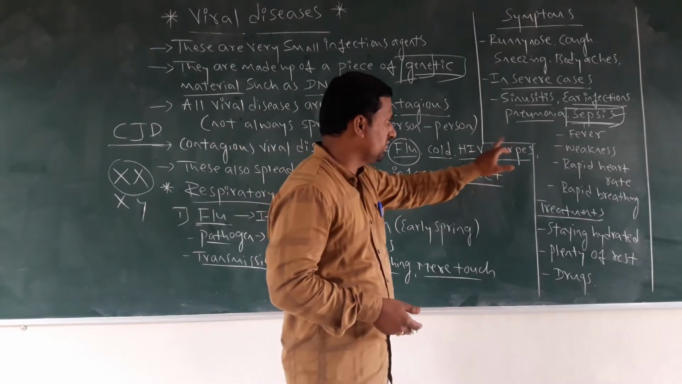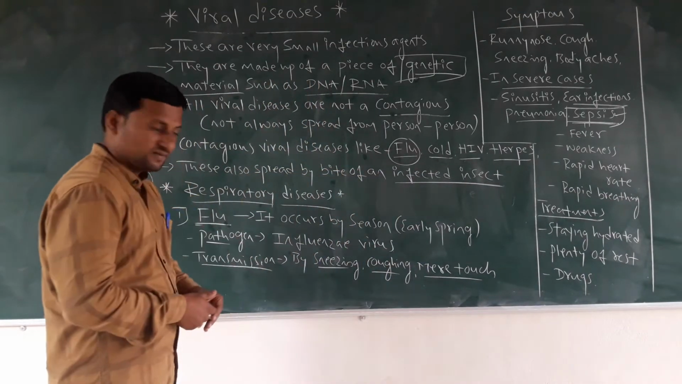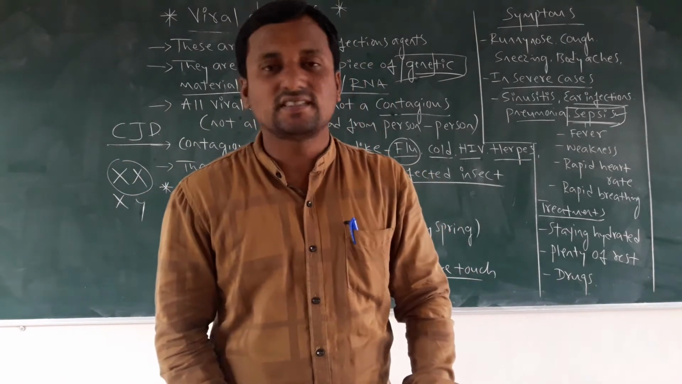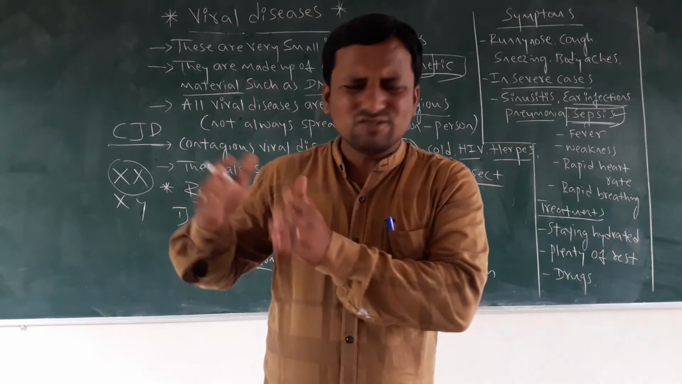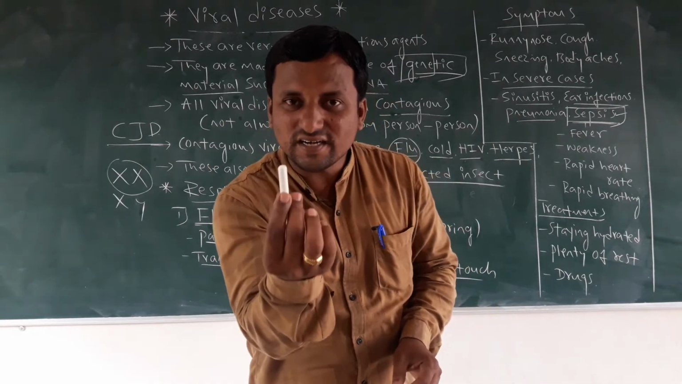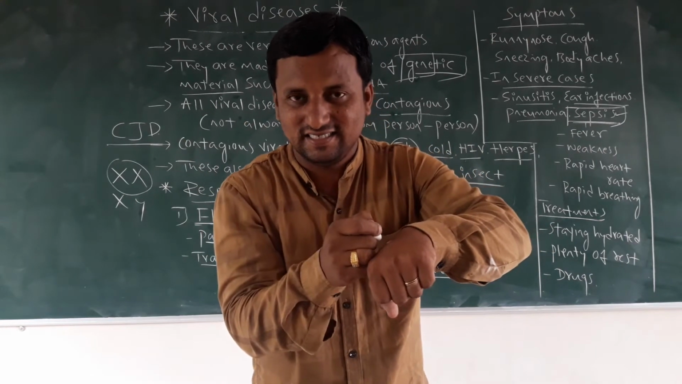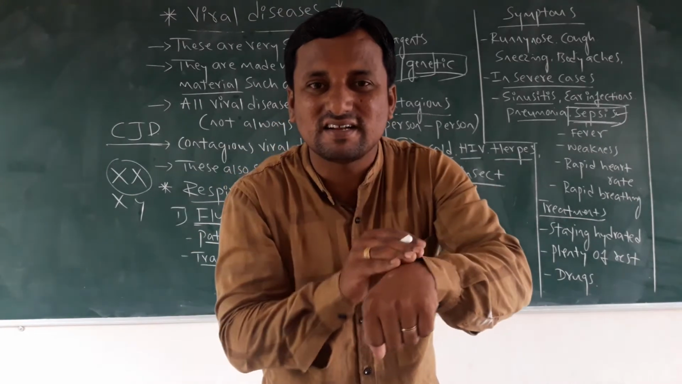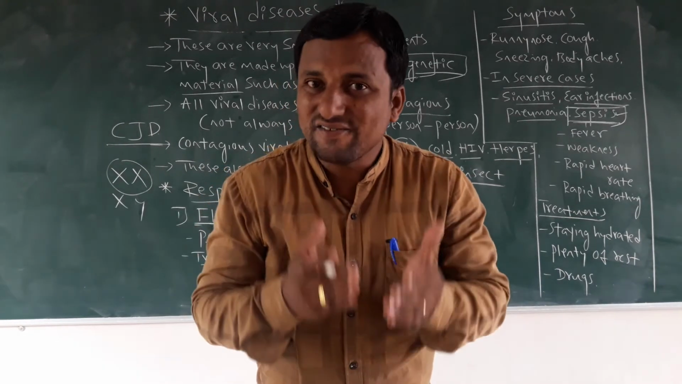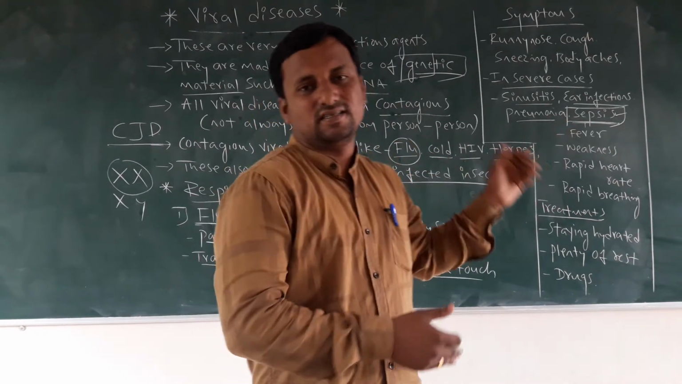Okay. Then cold, HIV, herpes. These are all spreading from one person to another person. Okay. These also spread by the bite of infected insects. I told you, it is not always from person to person, it's also coming from the insect. If any insect is infected by any virus, when it bites us, it inserts that virus into our bloodstream. Then it goes to our body. Then we are going to get the infection. So like this, insects also spread these viral diseases.